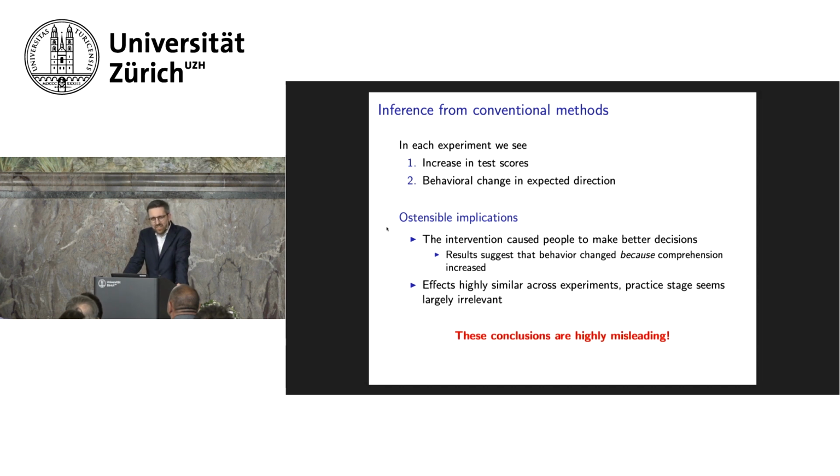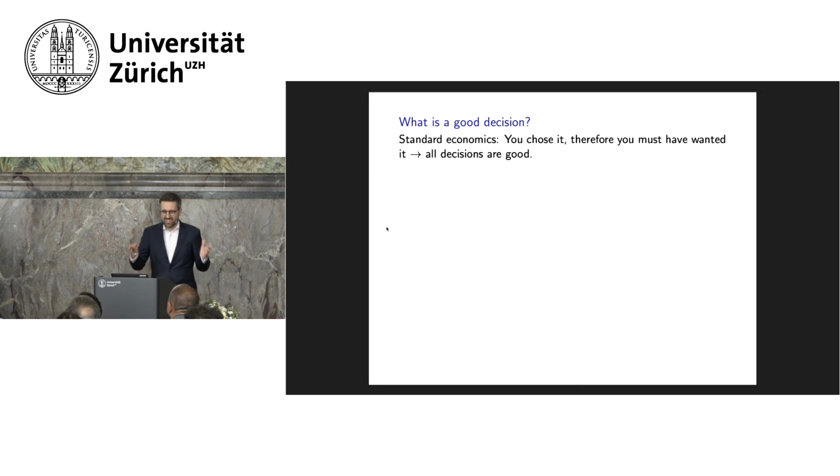Turns out these conclusions are totally wrong. And I have used the methodology that a large literature is using to evaluate these things. So let me show why these conclusions are wrong and how we can do better. Well, to answer this question, we have to answer the question, what is a good decision? Which also gets us to the distinction between behavioral and standard economics.